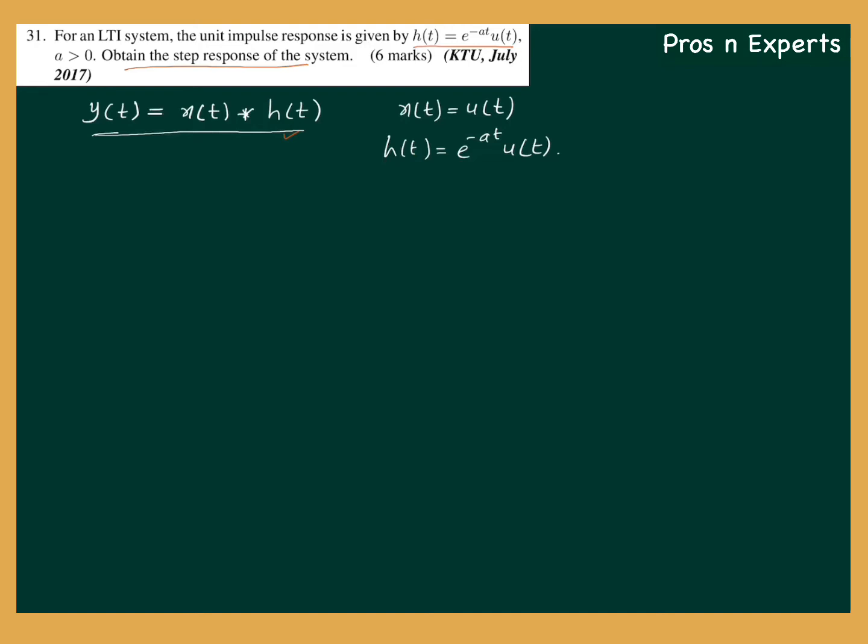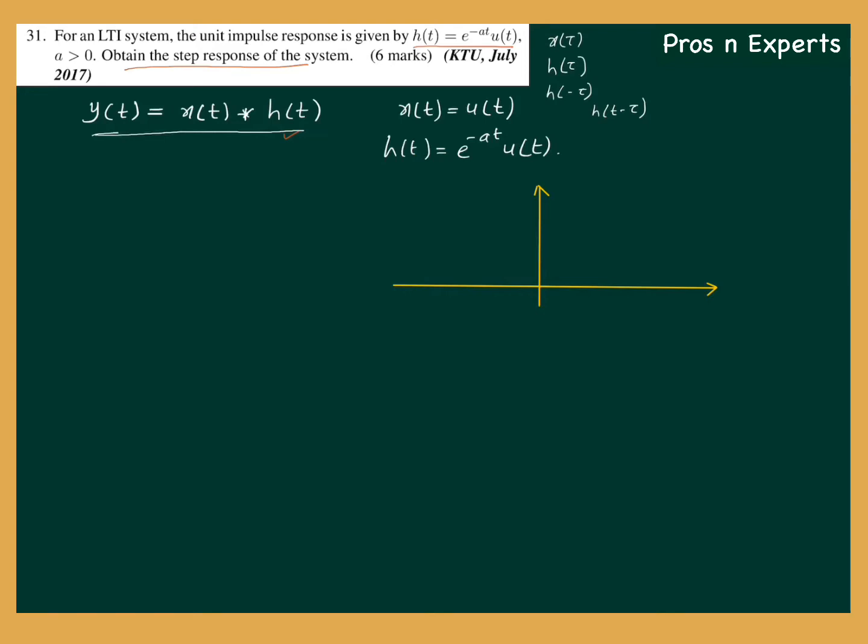As per the procedure, the first signal I have to draw is x of tau, which is u of t. First you draw x of tau, then h of tau, then find h of minus tau, and then h of t minus tau for t very less than 0. Why are we doing this?